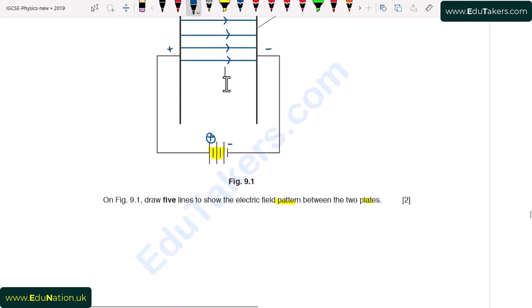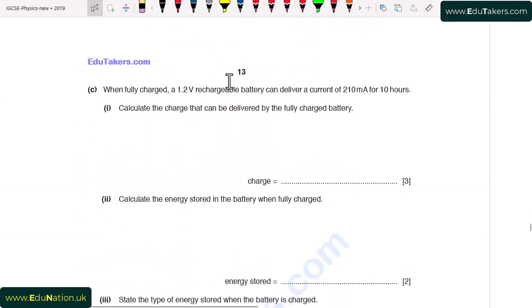So moving towards the next part of this question, part C. When fully charged, a 1.2 volt rechargeable battery can deliver a current of 210 milliampere for 10 hours. Part 1. Calculate the charge that can be delivered by the fully charged battery. Here we have to find the value of charge when the current, time and potential are given.